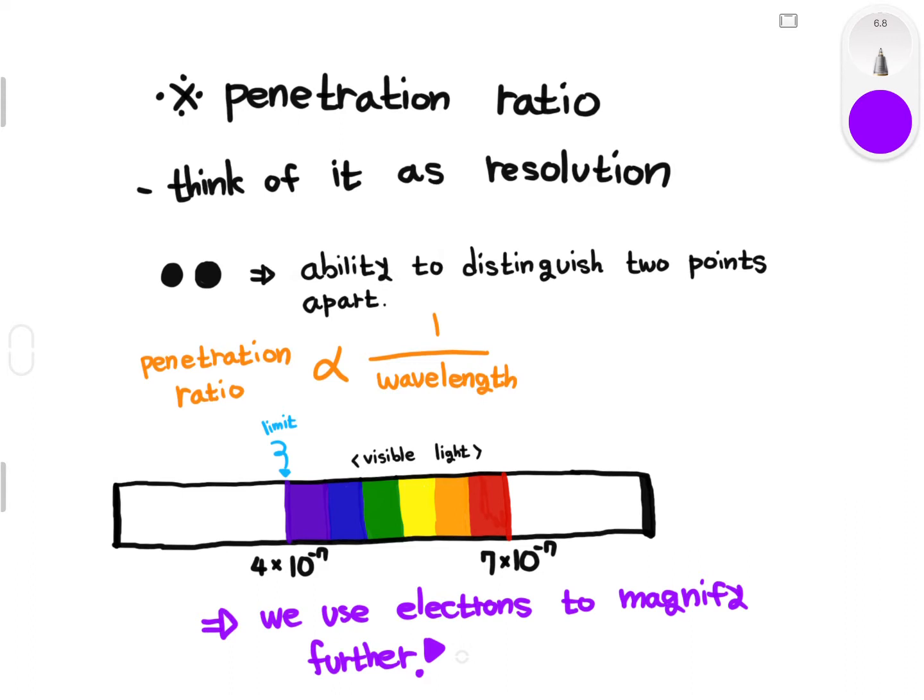However, the wavelength of light visible to us is limited to 400 to 700 nanometers, which means there is a limit to magnifying. But when you use electrons as a light source, you can accelerate them so that they have an even shorter wavelength than visible light. This is why we use electron microscopes, to magnify further.